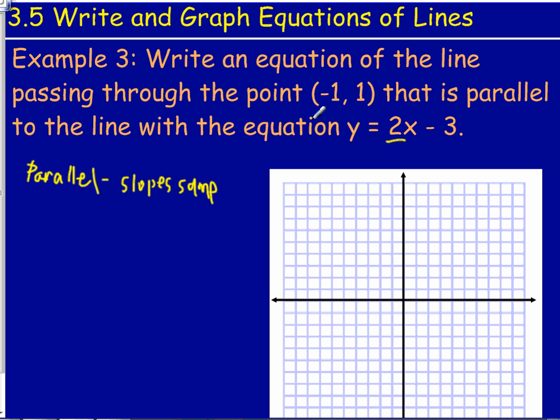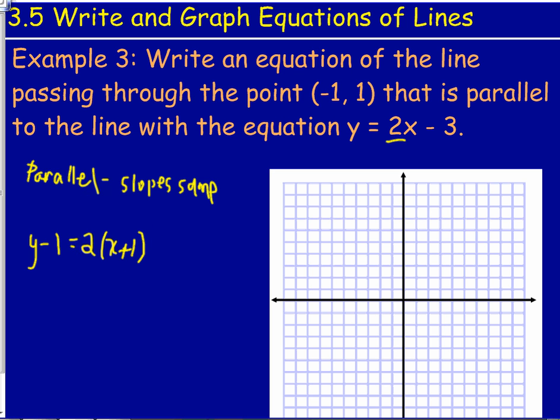All right, so what I can do is I can actually use the point-slope form to make this really easy. And I can say, okay, well, I can go y minus 1 equals my slope, 2x. Normally it would be minus -1, but I'm just going to say plus 1. And there's my new equation.